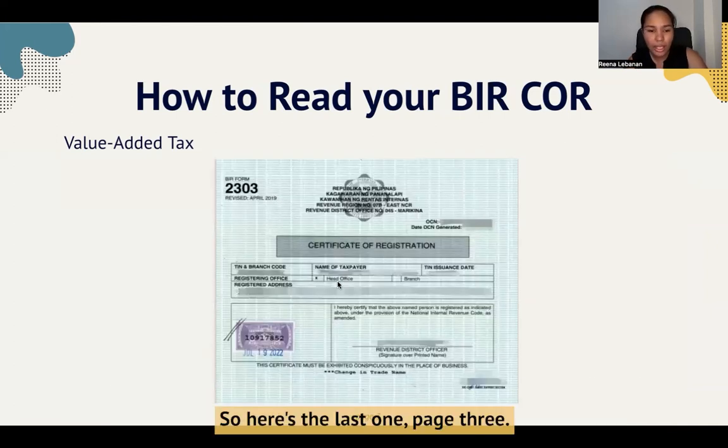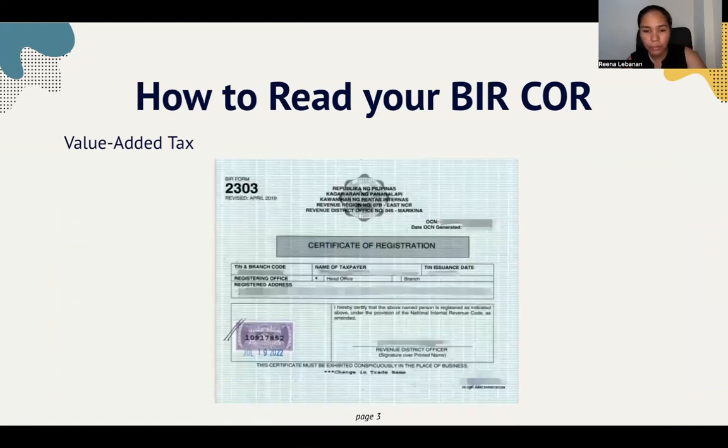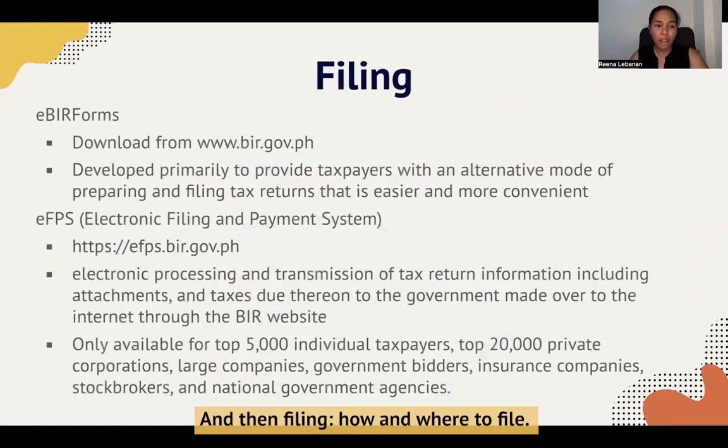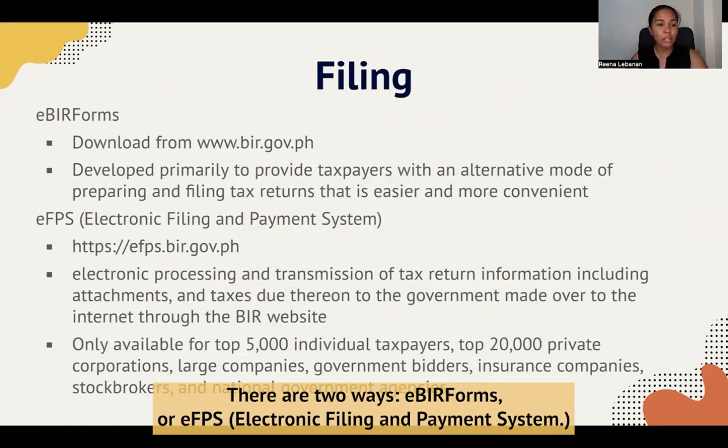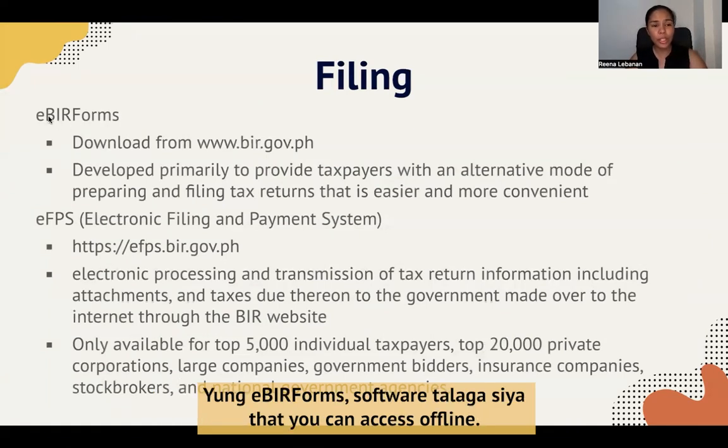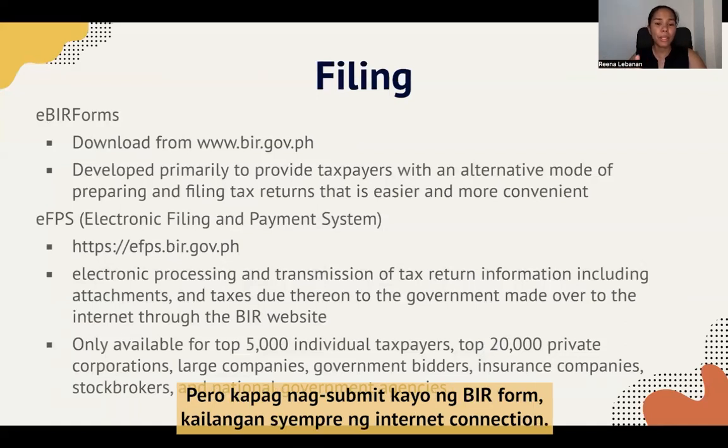So, here's the last one, page 3. And then, filing: how and where to file. There are two ways: eBIR forms or eFPS, the Electronic Filing and Payment System. The eBIR form is software that you can access offline. But when you submit a BIR form, of course you need an internet connection.